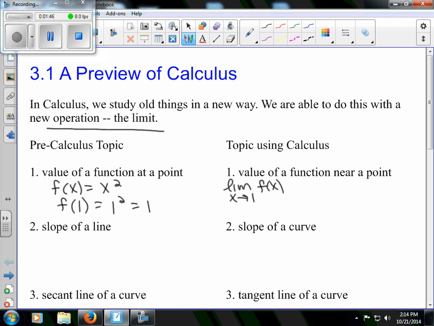Okay, so for the second idea, we talk about slope. In pre-calculus, you could find the slope of a line. Slope is change in y over change in x, or rise over run. In calculus, we will not talk about the slope of a line specifically, but rather I'll have a curve, and I'll ask you, what is the slope at this point?